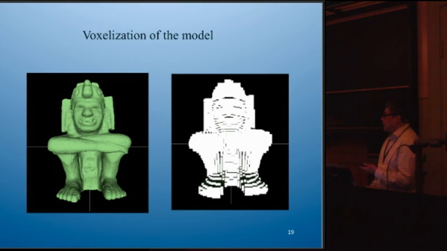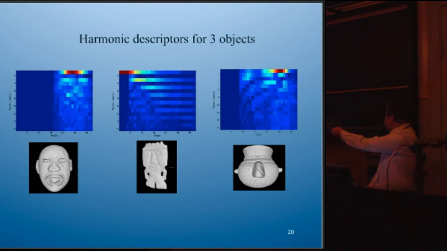First, we have to pre-process the model and convert it. Instead of working with a triangular mesh, we have to voxelize the model, like the one you are seeing here. Basically, we convert this shape into blocks and apply the harmonic functions to that voxelized model. And so this is what we have: a signature for each different shape, and then the machine compares these signatures, which is what it does.